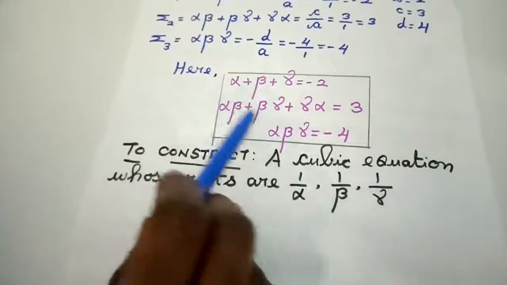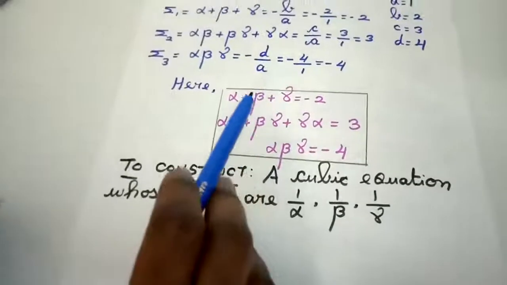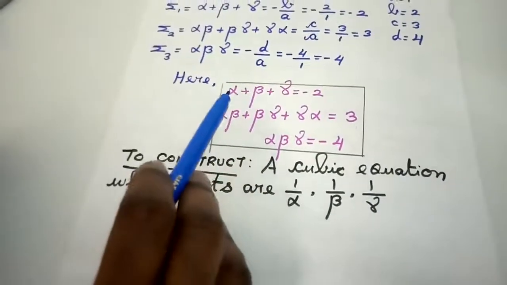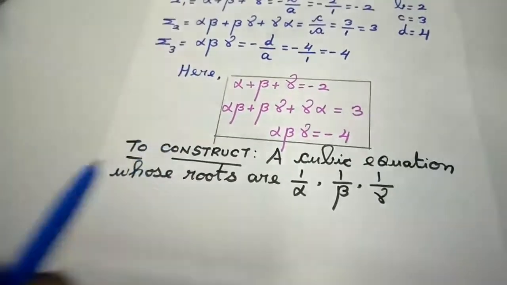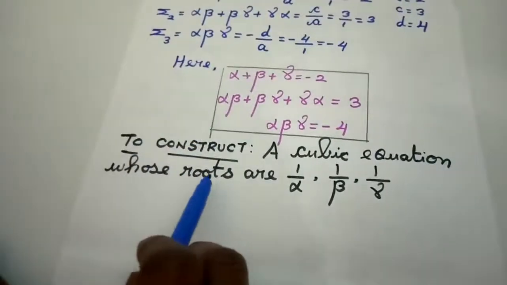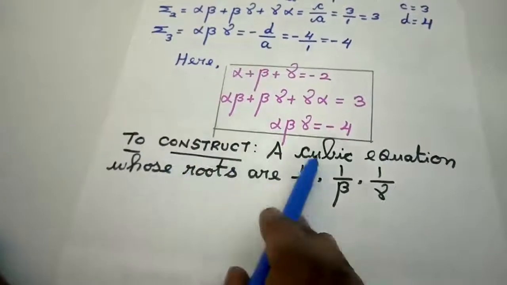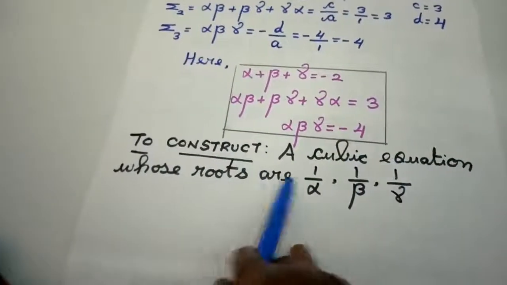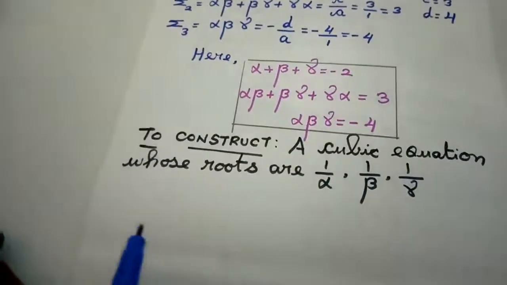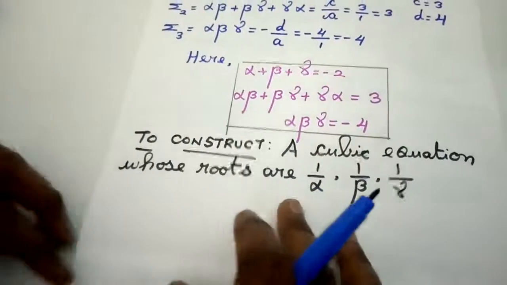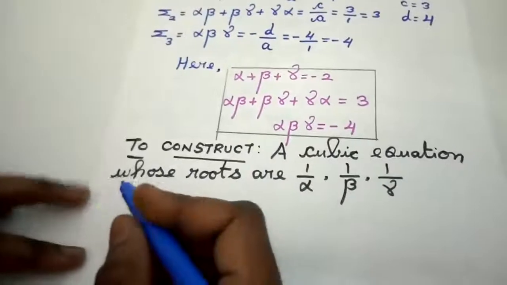And using these three values, we are going to form a cubic equation whose roots are 1 by alpha, 1 by beta and 1 by gamma. Now coming to the next part of the sum. To construct a cubic equation whose roots are 1 by alpha, 1 by beta, 1 by gamma, same procedure. First I am going to find summation 1.